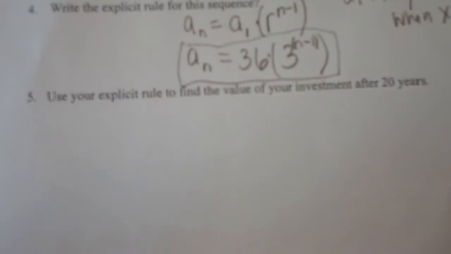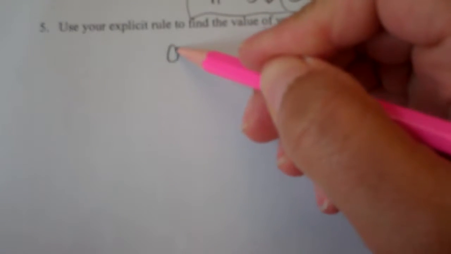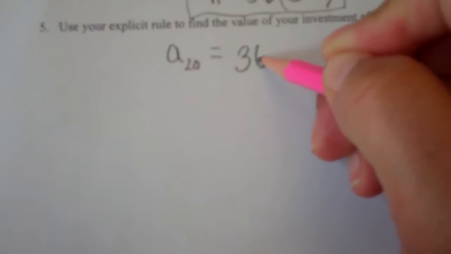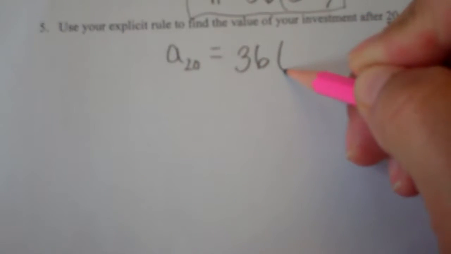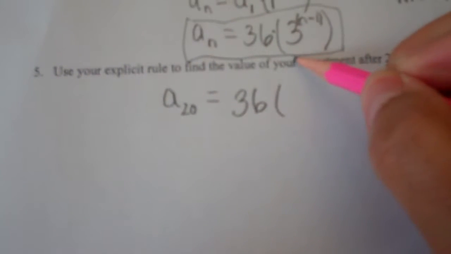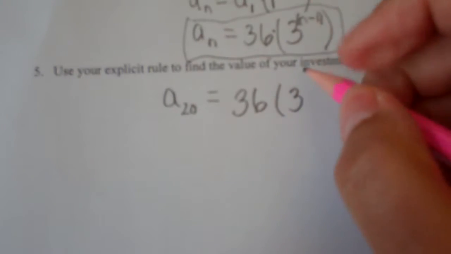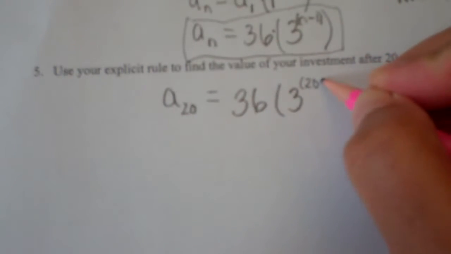We actually use it in number 5. It says, use your explicit rule to find the value of your investment after 20 years. So now we got an nth term. We're looking for 20 years. So a sub 20 equals 36 times, and I'm just using my explicit up here, 36 times 3 to the 20 minus 1.